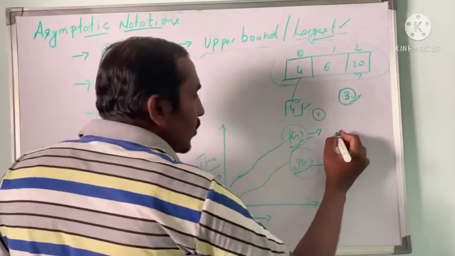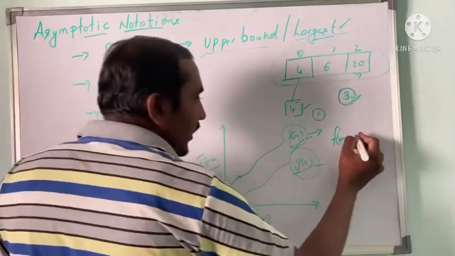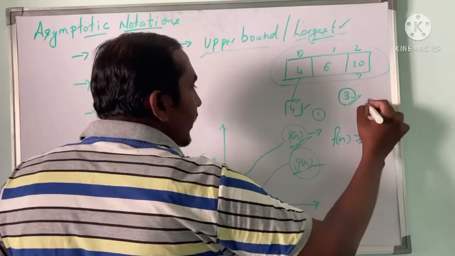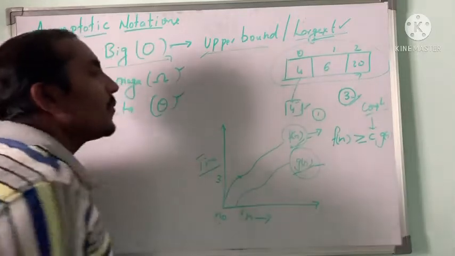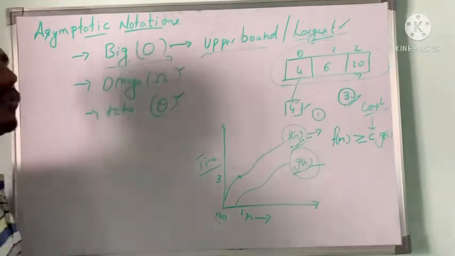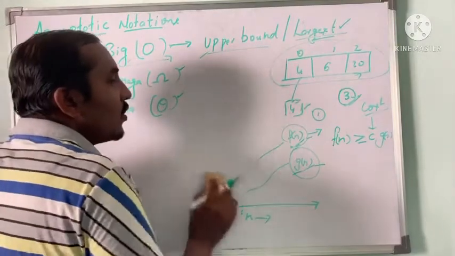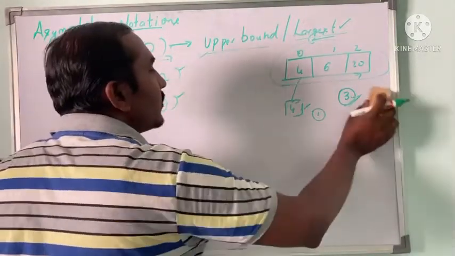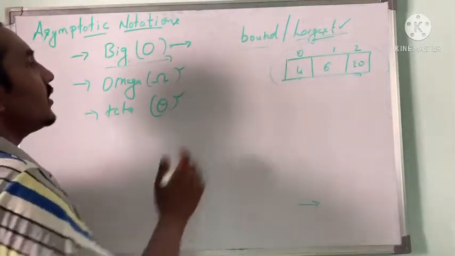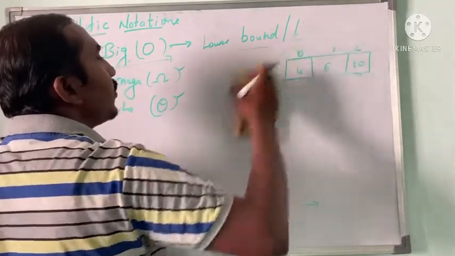Now here you need to remember one thing: f of n is always greater than or equal to c into g of n, where c stands for a constant. So f of n will always be greater than g of n in the case of big O notation. Next is omega notation, which is just the opposite of that, in the sense of the least possible time. It will represent the lower bound, or we'll also consider it as the least possible time.